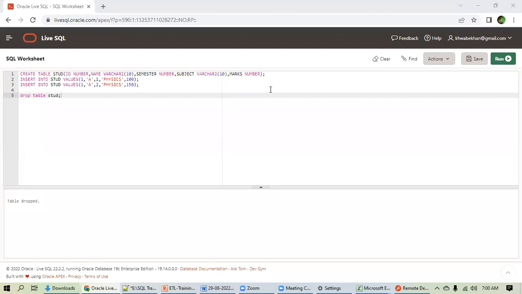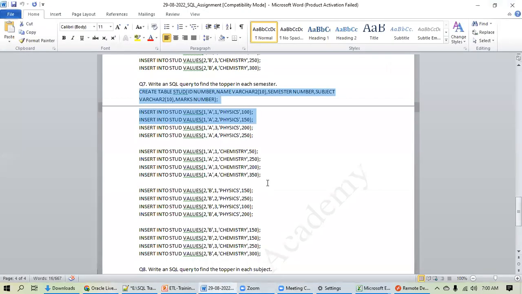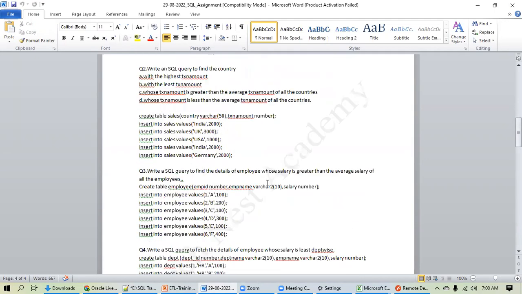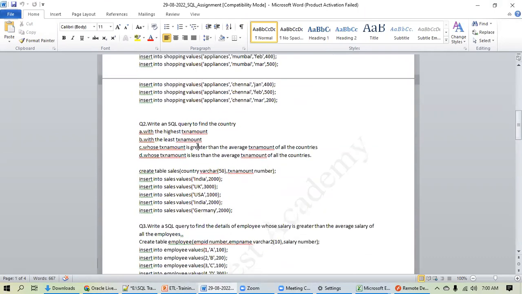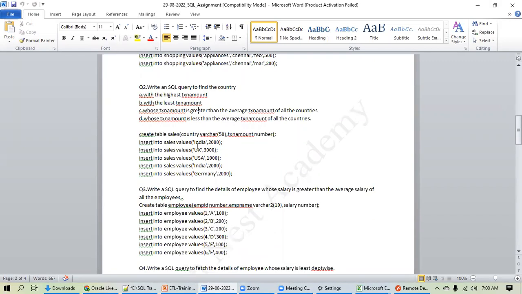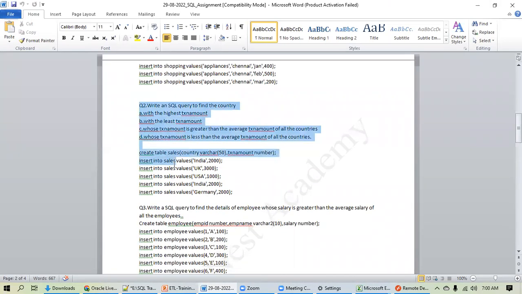So before we proceed further, do you have any question on these assignments? Anyone? Question number? I guess question number 2, the last 2 bits about the average and more greater than. Question number 2. This one? Oh, yes. C and D.